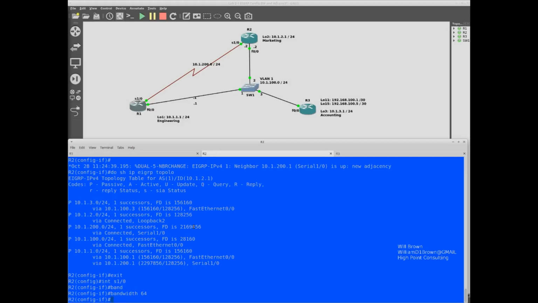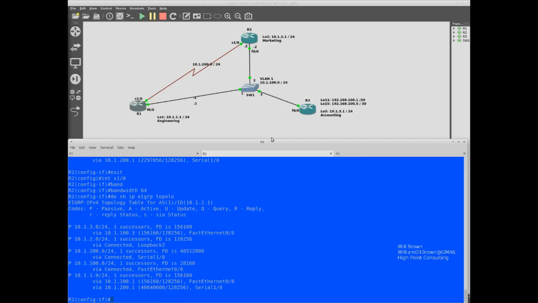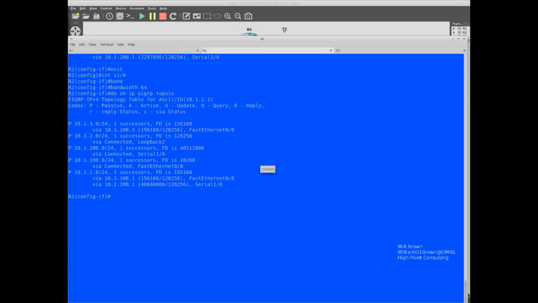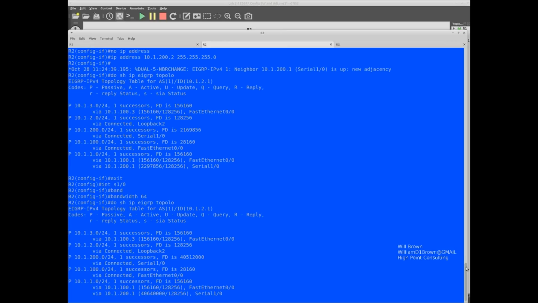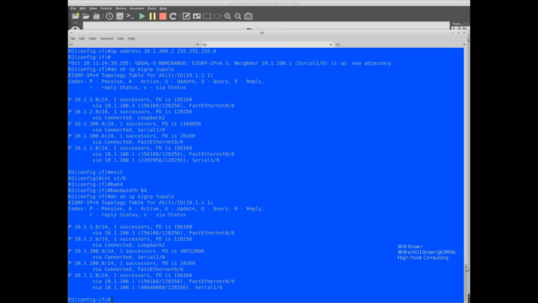Now what I want to see is, I'm going to stretch this up as I think I should see it. Let me make sure. Okay, let's see. 15616, 128.256. Yeah. Okay, so let's take the first one here.